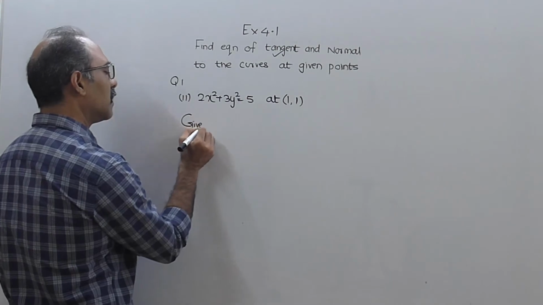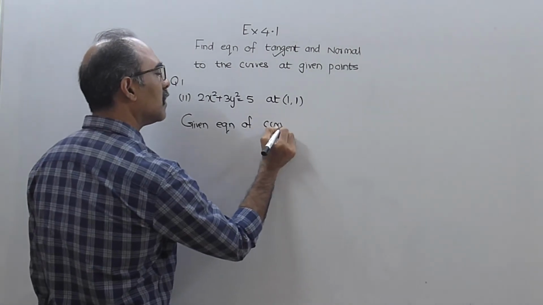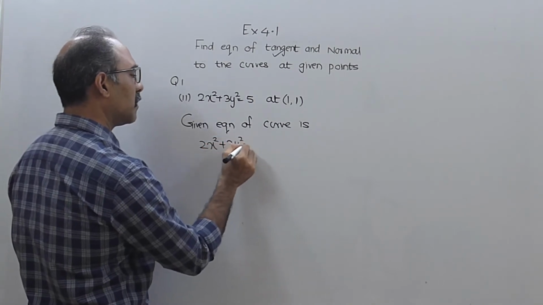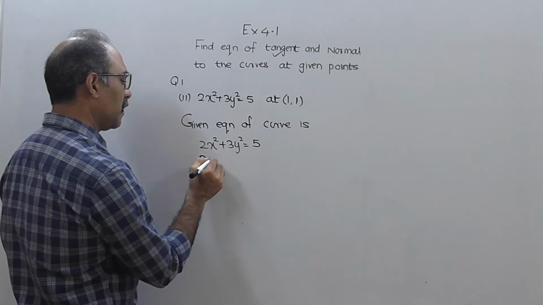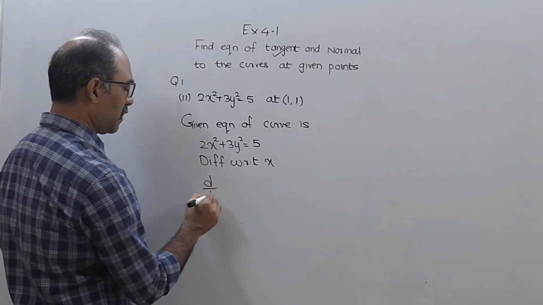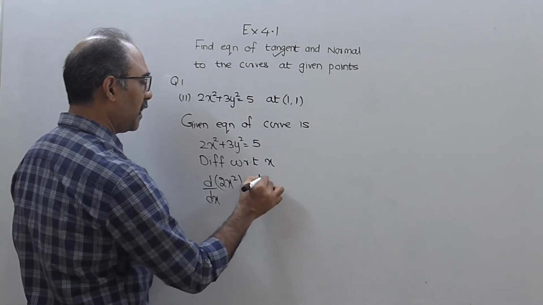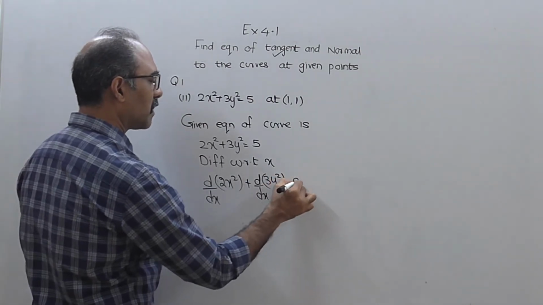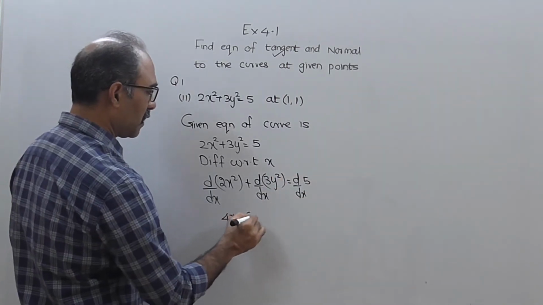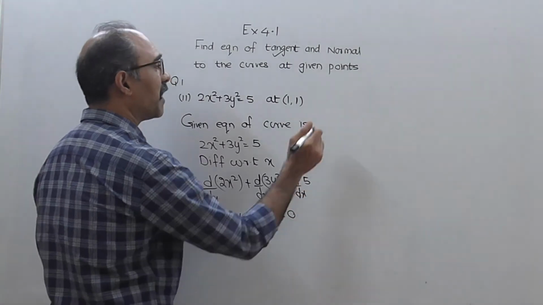Given the equation of the curve is 2x square plus 3y square equal to 5. What we have to do is differentiate with respect to x. So we get d by dx of 2x square plus d by dx of 3y square equal to d by dx of 5. This is 4x plus 6y dy by dx equal to the derivative of 5, which will be 0.